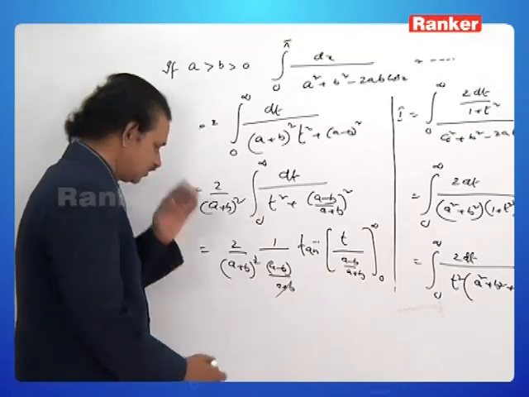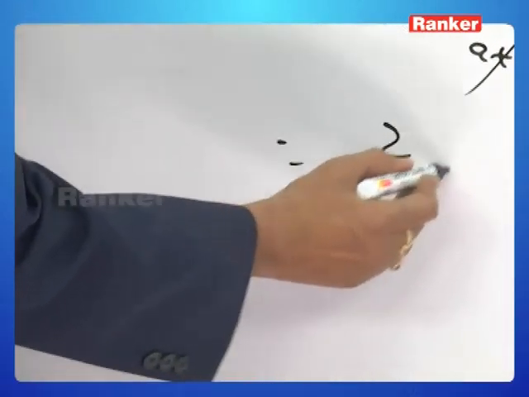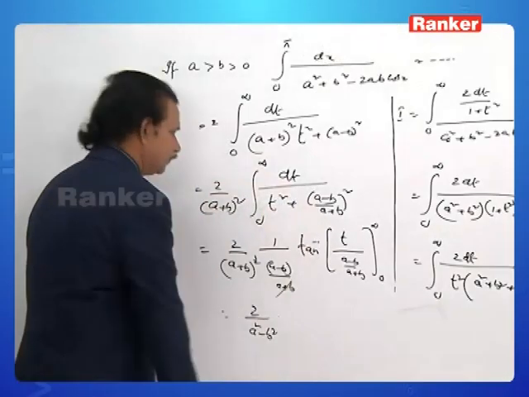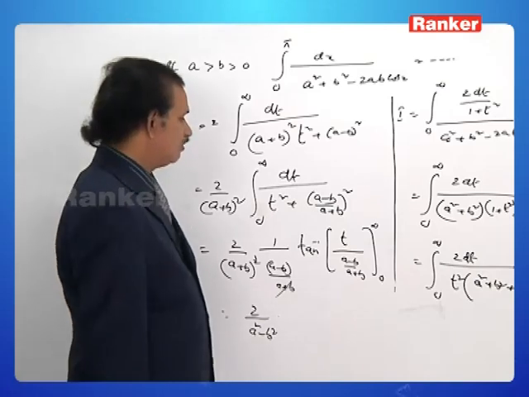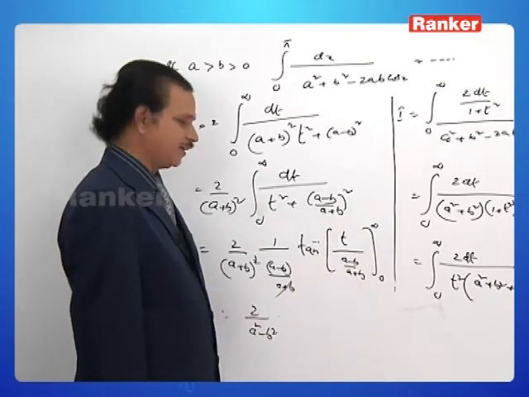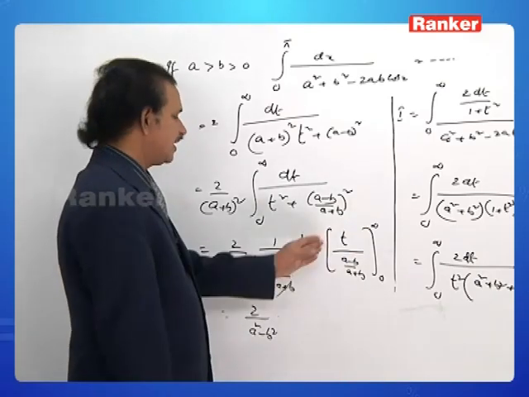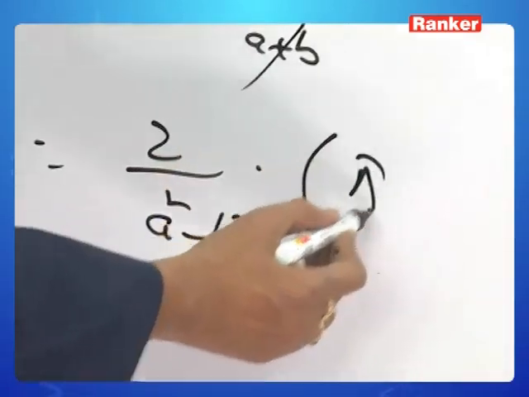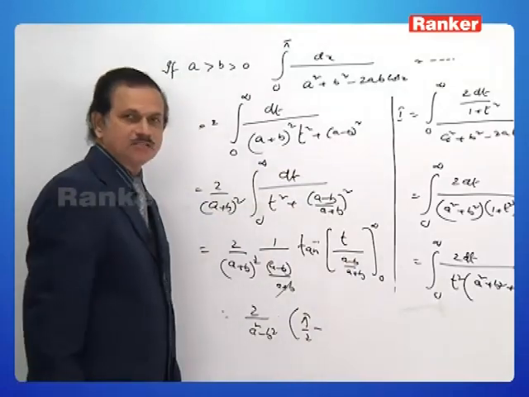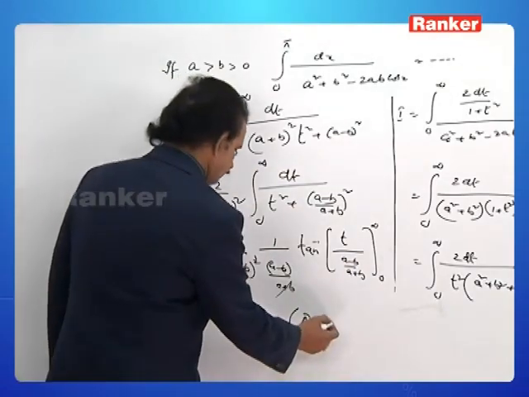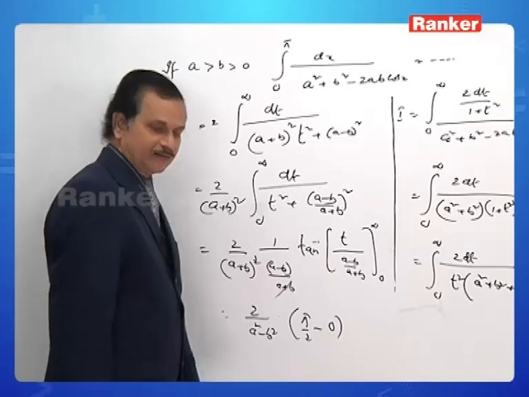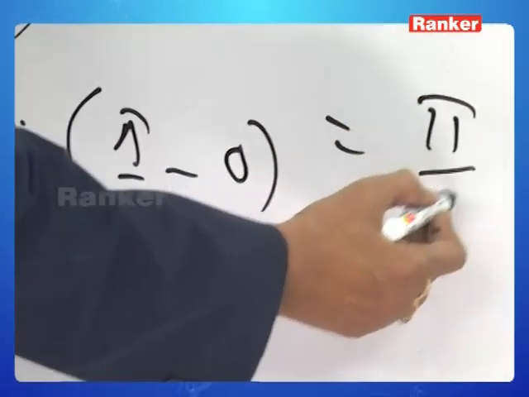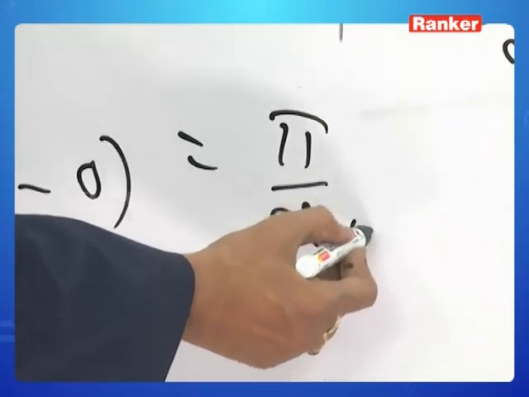Therefore, this is 2 by a plus b into a minus b, which is a square minus b square, into, first of all you put infinity. What happens to this? Tan inverse infinity is pi by 2. Then you take t is equal to 0. Tan inverse 0 is 0. Automatically 2 will be cancelled, leaving you pi by a square minus b square.